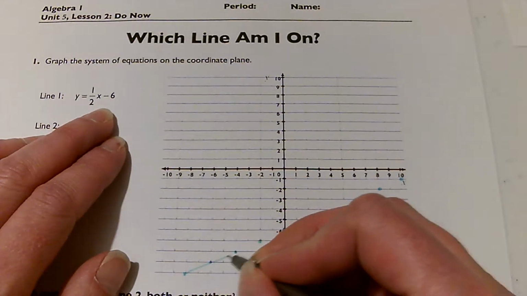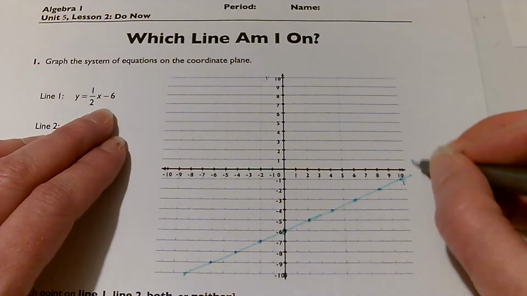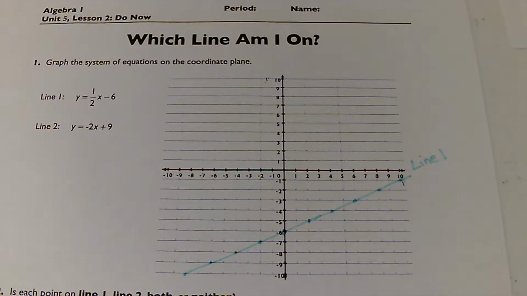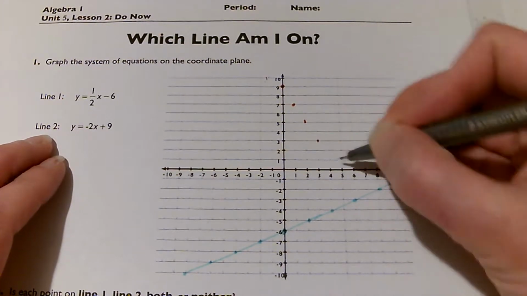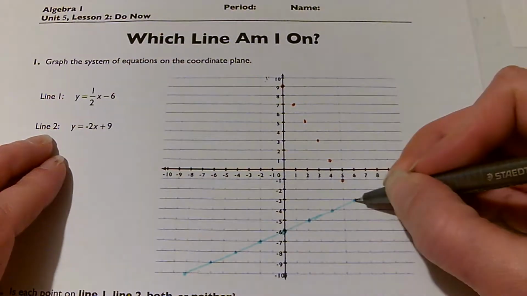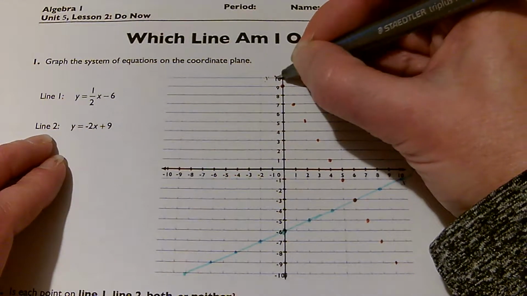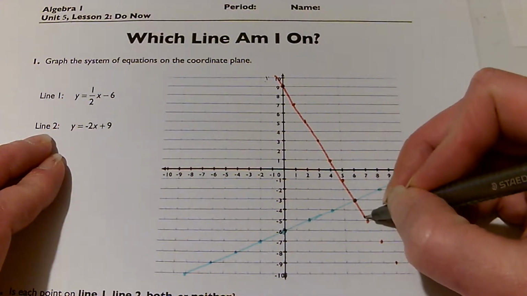So here is line number 1. This is line 1. Now I want to draw line 2. Now line 2 has a y-intercept of 9, and its slope is -2, meaning -2/1. So +9, down 2/1. So double check that your graphs are correct. And then we're going to be checking some points to see which graph they live on.